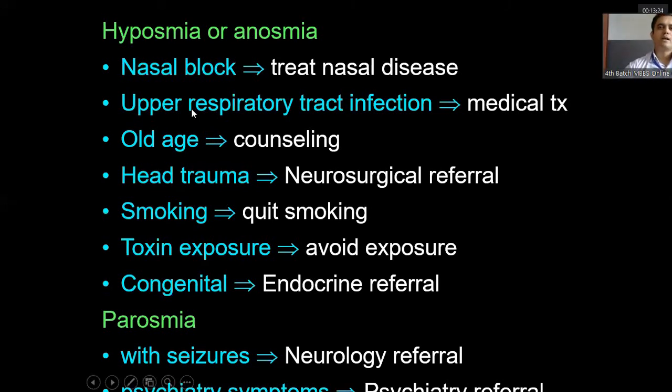So when will hyposmia or anosmia occur? Nasal block: if it occurs due to nasal blockage, then treat the disease. If there is an upper respiratory tract infection, then medical treatment is given. It can occur in old age, and there is little that you can do in old age, so you need to counsel the patient. If it is due to head trauma, neurosurgical referral is important. It is obvious that smoking will cause hyposmia, so quit smoking. If it is due to toxin exposure, then avoid the exposure. If it is due to a congenital cause, then endocrine referral. If there is parosmia with seizures, then neurology referral. And if there are psychiatric symptoms, then psychiatry referral.